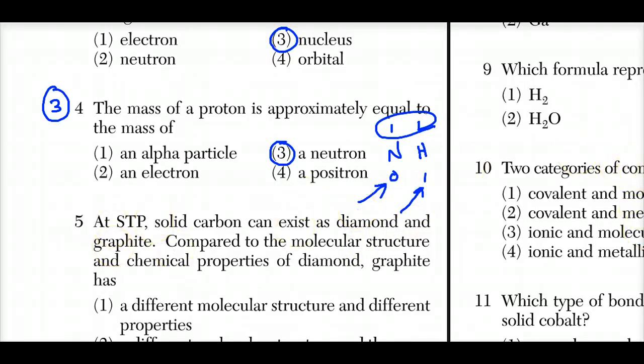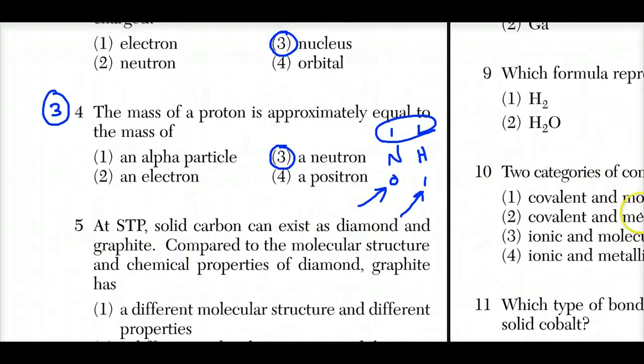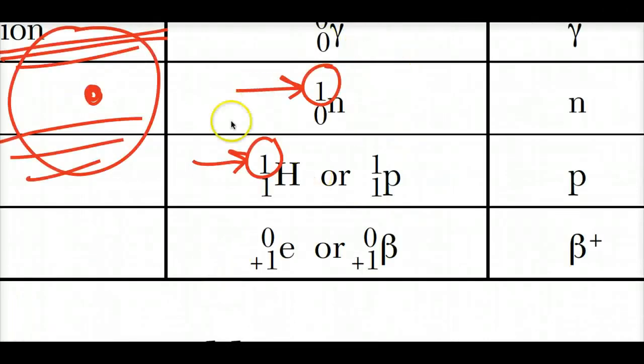Number 5. Okay, and again, if you didn't get the other ones, you should know the mass of a proton is equal to the mass of a neutron from Table O. Okay, I should just show it in any case. So I will. And there it is. They both have the same mass number.